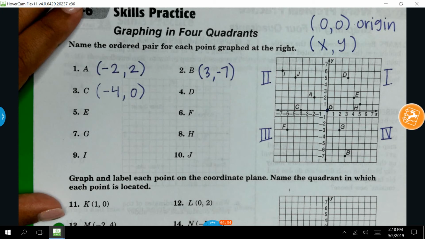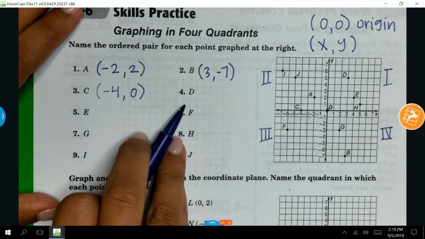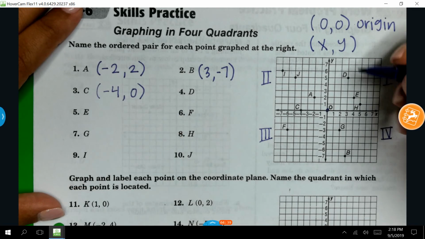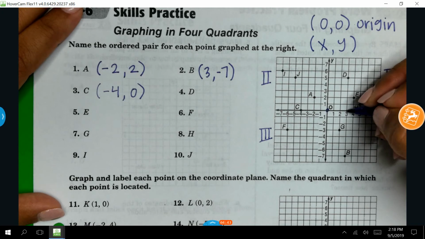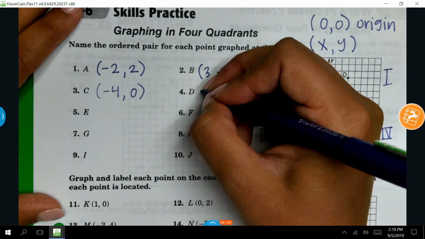Correct. Alright, 4, I've got the point D. What is that? Yep. 3, 5. Yep, it is positive 3, up 5. So that is 3, 5.